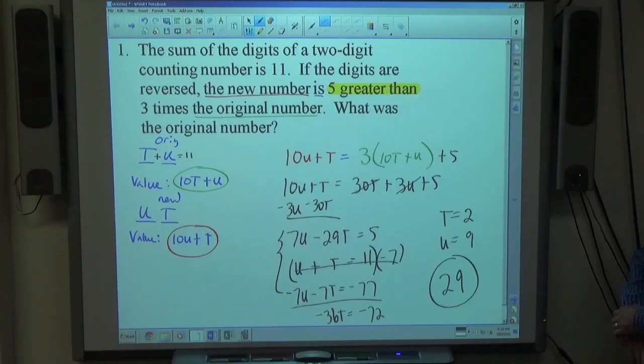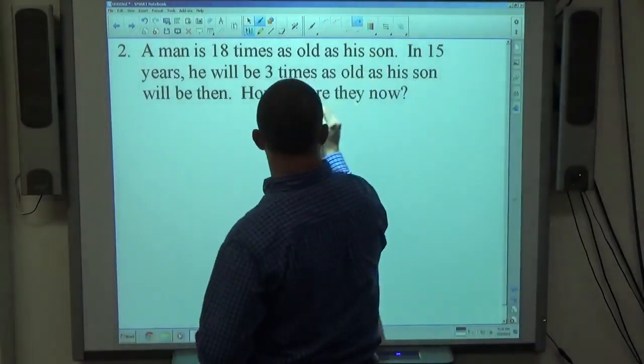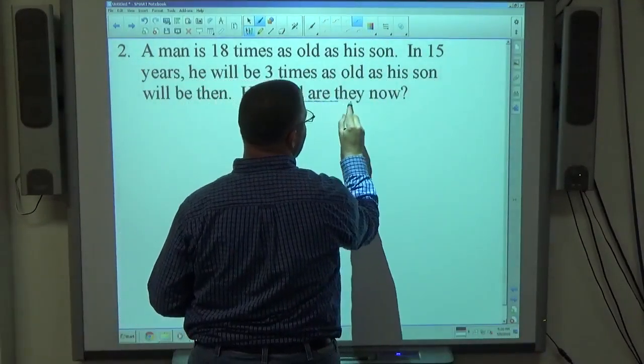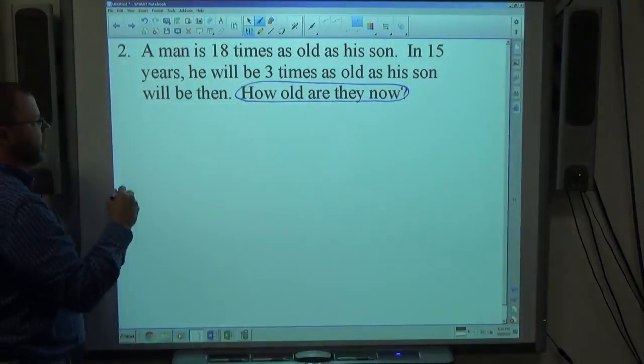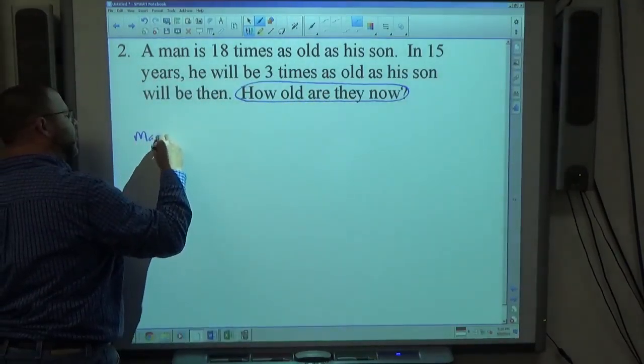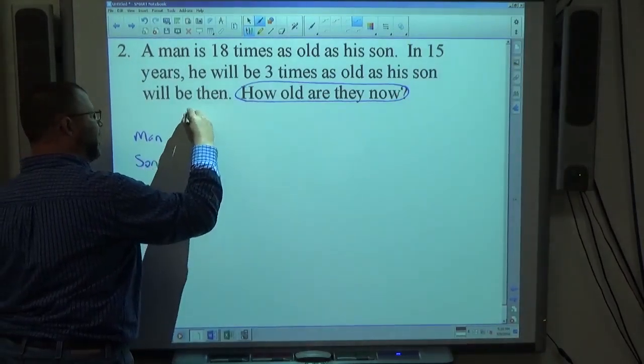Numbers 2 and 3 are both age problems. The first thing to deal with in age problems is, whatever the request is, that's which one of the variables to represent. So how old are they now? All right, so we want to put their ages now. We'll say the man is currently m years old and the son is currently s years old. That's now.